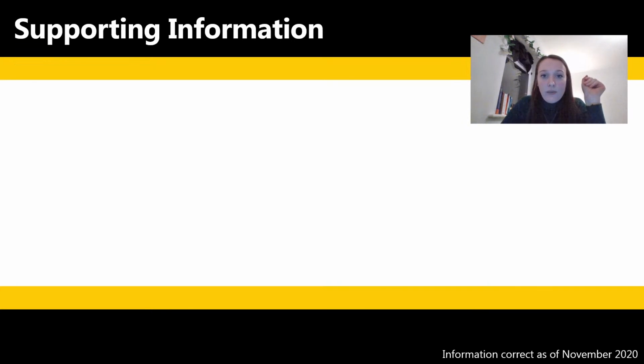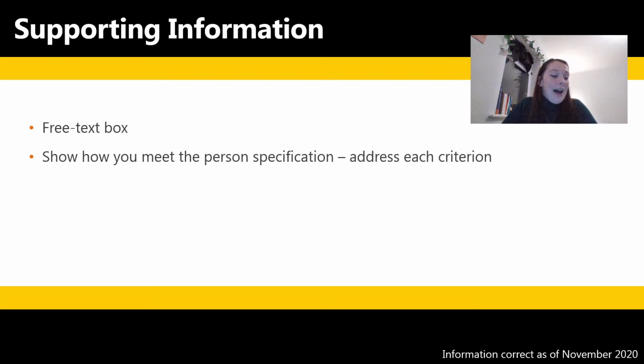So the supporting information is a free text box. It's a massive free text box, and you have some formatting in there. So you can put things in bold, in italics, you can have things as a heading, you can do bullet points or numbers or whatever you want to do. But it's a free text box. And you need to show how you meet the person spec, and you need to address each criterion.